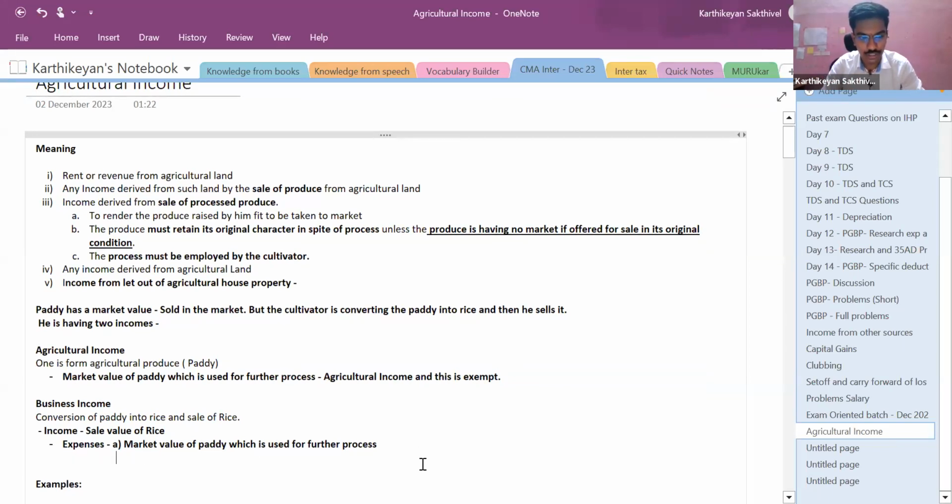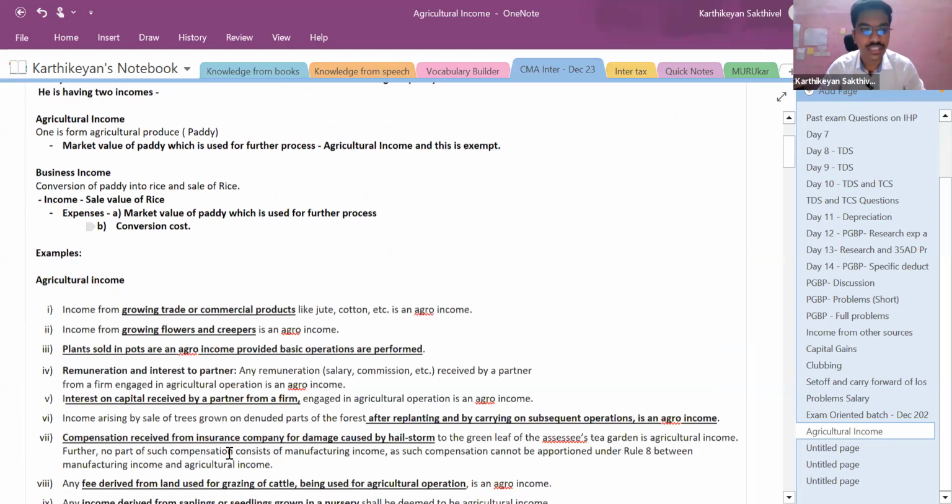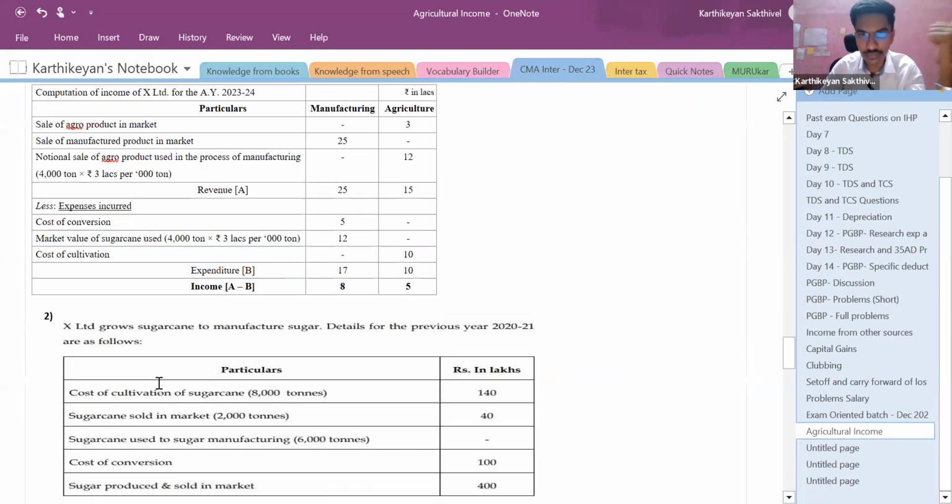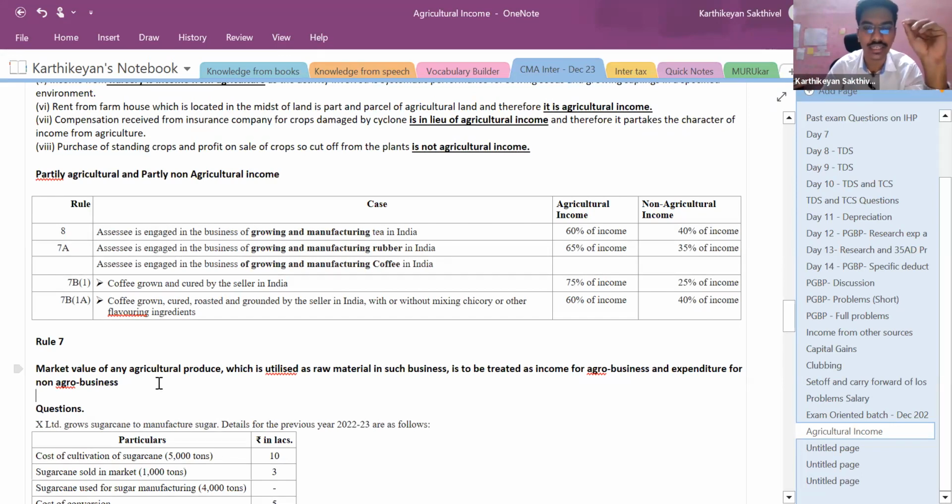Second one is conversion cost. So both of these can be claimed as an expense by him. All the other expenses, business expenses, section 37, all those things will come into play. Okay, so this is what is discussed in rule number 7. Right. It is for general cases.